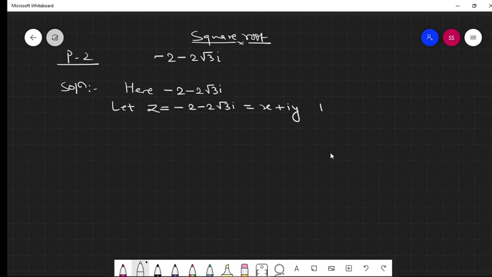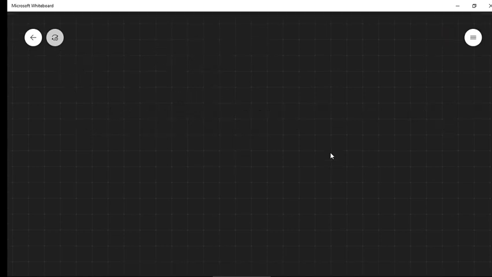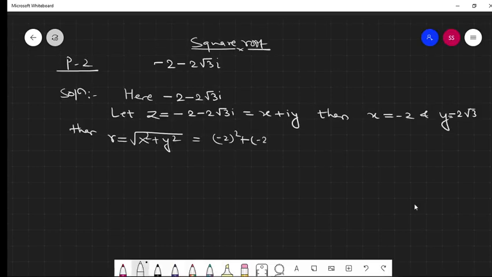Then what is r? That is root under x square plus y square, that is minus 2 whole square plus minus 2 root 3 whole square, whole under root. 2 squared is 4, plus 4 times 3 is 12, so the total is 16. This is root under 16, equal to 4.